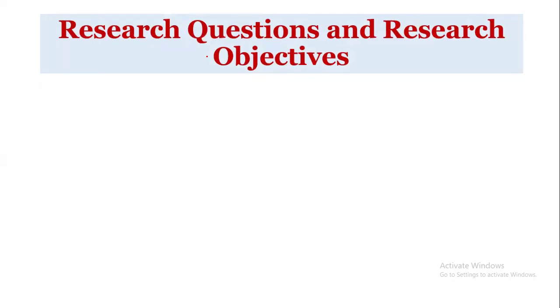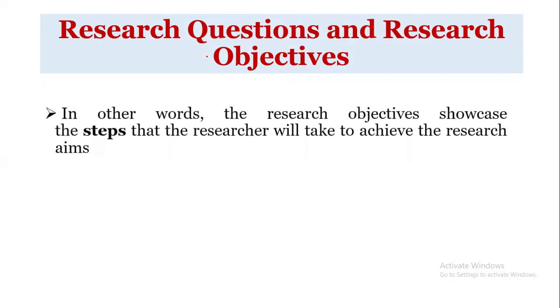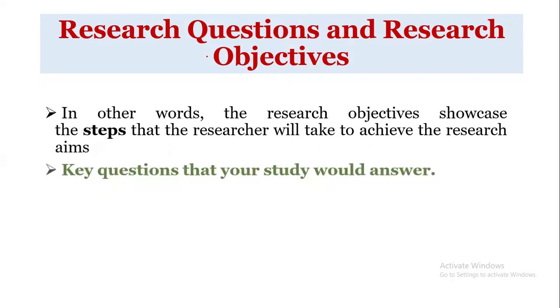Sometimes we can combine these headings, and in other cases we can write research questions and research objectives separately. So what are the research objectives and what are the research questions? If I particularly talk about the research objectives, these are the actionable steps which a researcher is planning to take in order to achieve the aims. Here you have to list 2 to 3 points that how you plan to achieve the aims.